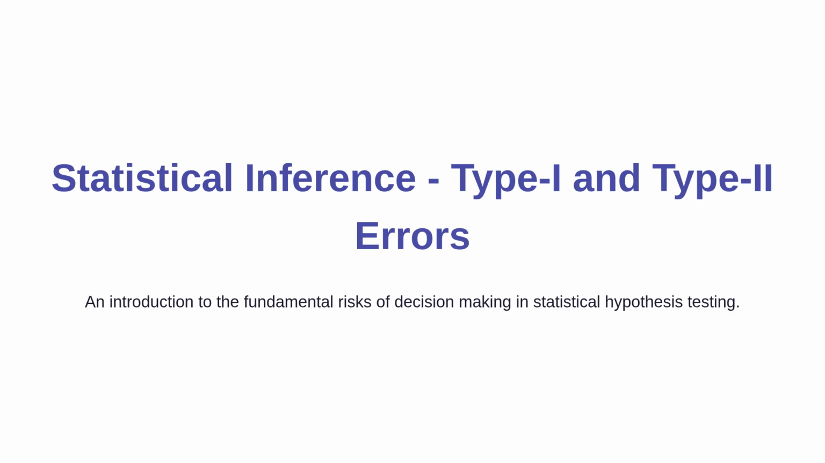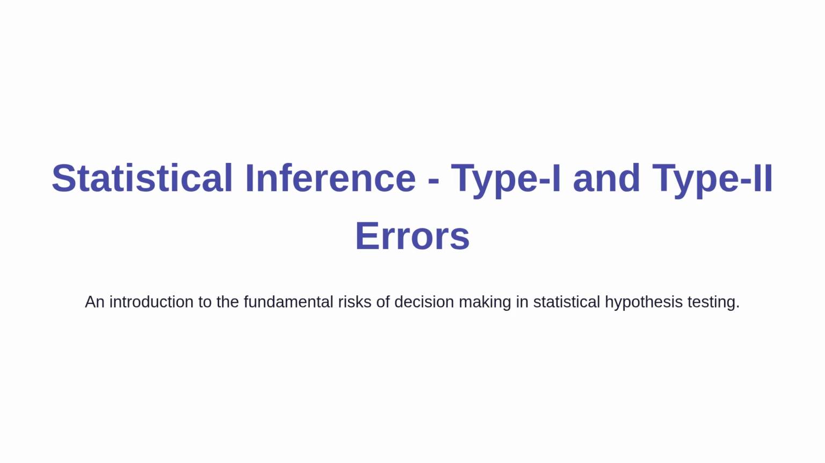Welcome to Statistical Inference. Today, we are going to explore one of the most fundamental concepts in decision making, type 1 and type 2 errors. Whenever we test a scientific claim, we are forced to make a decision based on limited data. Because our data is never perfect, we always run the risk of making a mistake. Understanding these specific mistakes is essential for any statistician, scientist, or engineer.